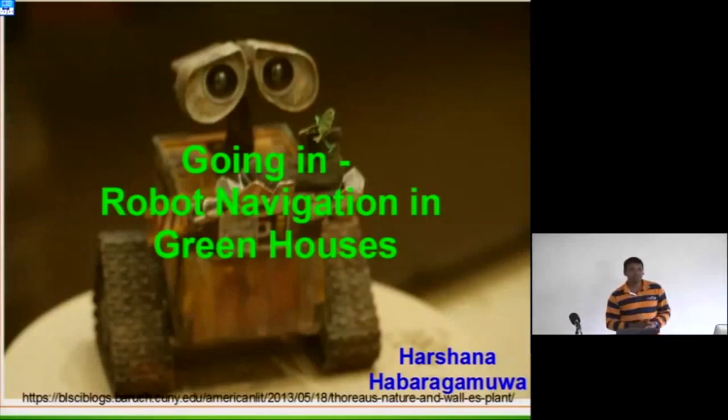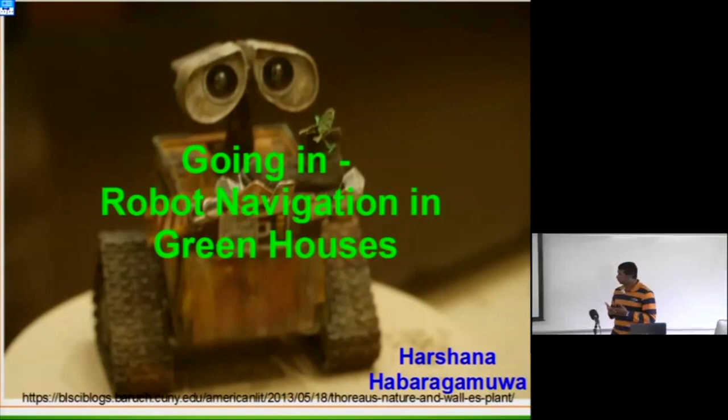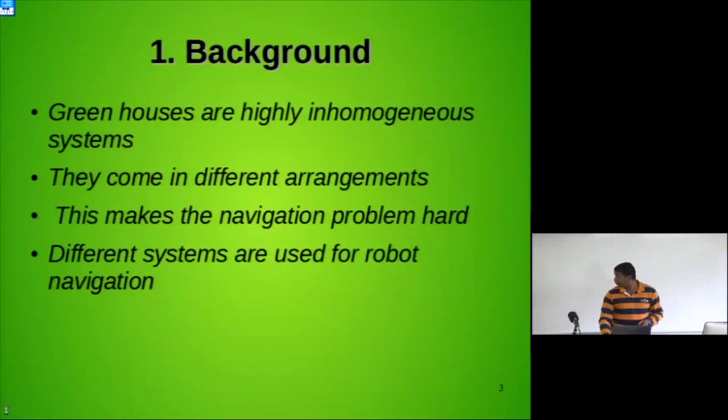Good afternoon. So, we have a robot system. We have to deploy that in a greenhouse or a cropping system. So that is what I will talk about today. So this is my outline.